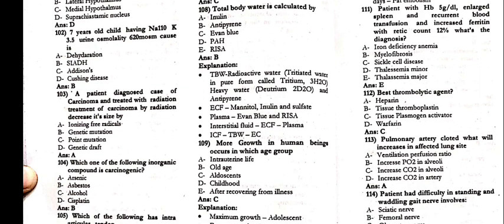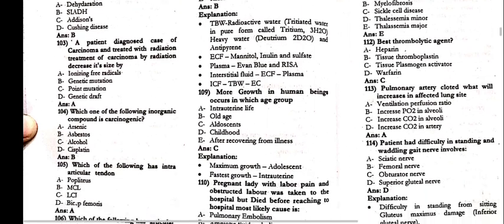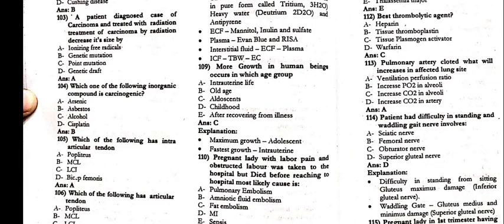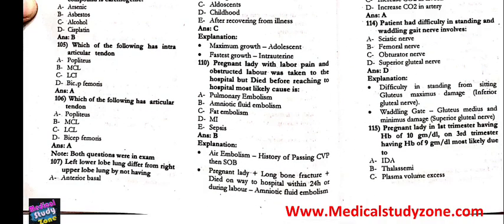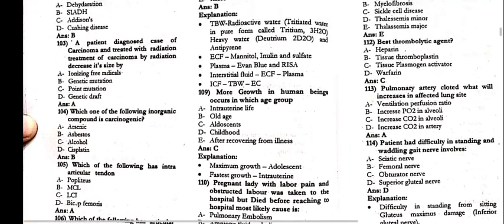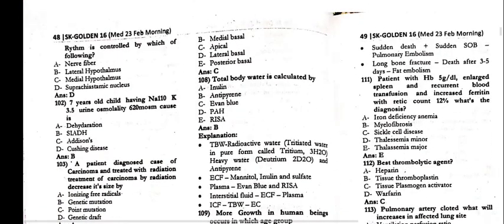103, the patient diagnosed with carcinoma and treated with radiation, the carcinoma decreases in size by the ionizing free radicals. 104, which of the following inorganic components is carcinogenic? That is asbestos. 105, which of the following has the intra-articular tendon? That is popliteus. 106, which of the following has the intra-articular tendon? Again popliteus. 107, the left lower lobe lung differs from the upper lobe lung by not having apical segments.